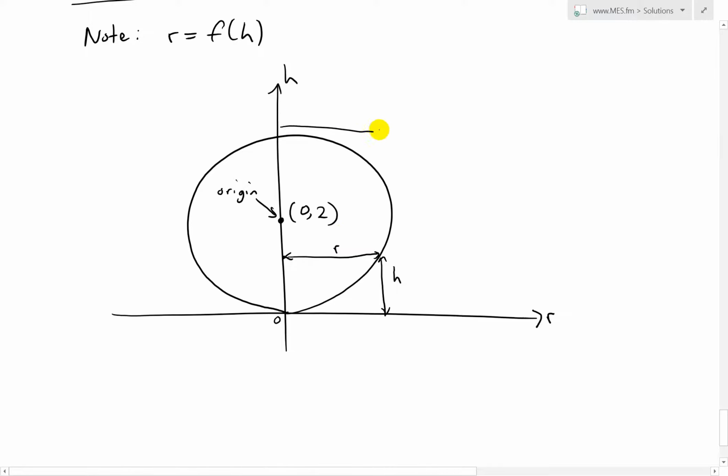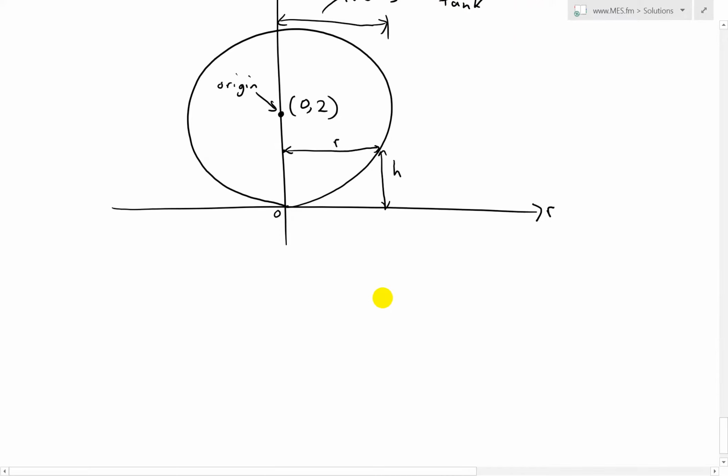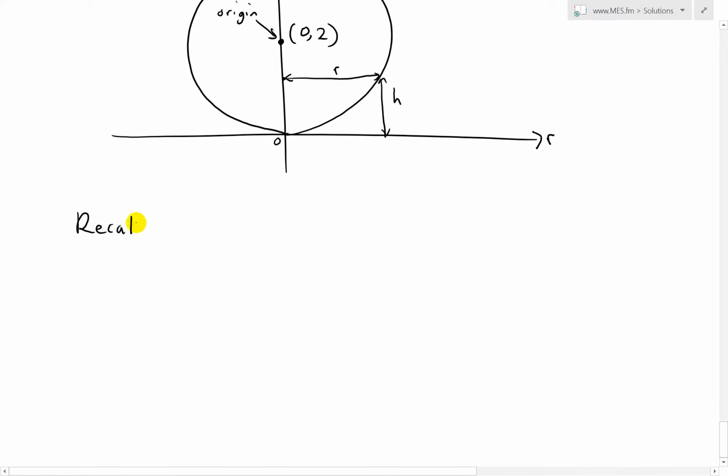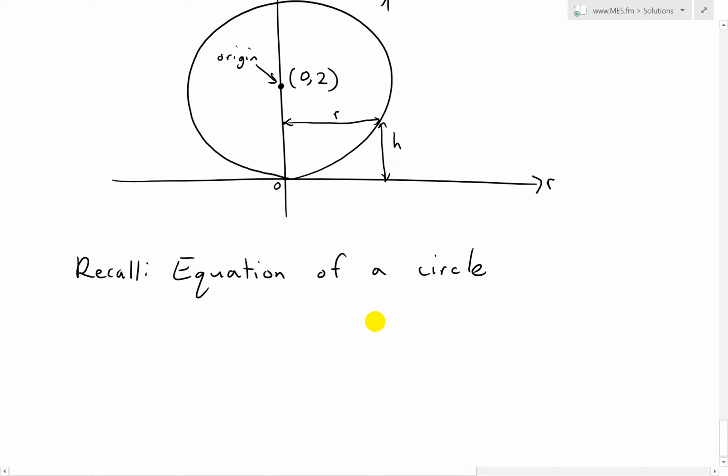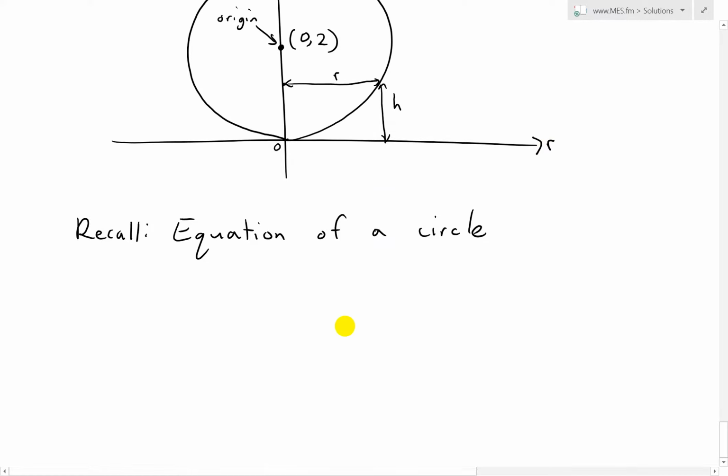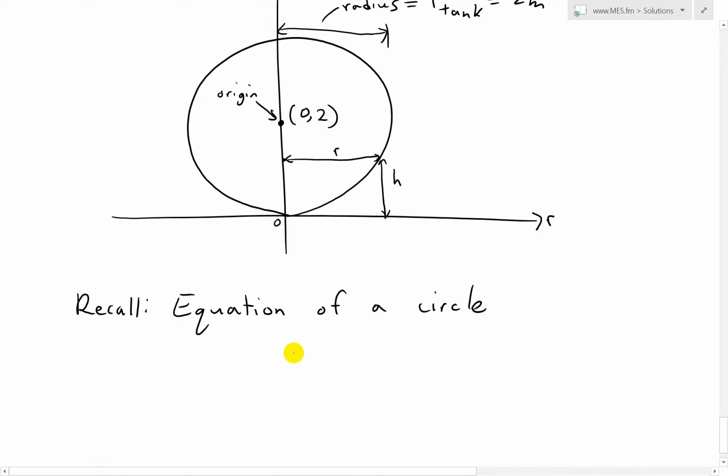Again, where the radius here is 2 meters, so radius of our tank equals 2 meters. So that's just the equation of a circle with an origin at (0, 2). Recall from my earlier video on the equation of a circle, make sure to watch that earlier video. I'll put that link below as well to get more info on the equation of a circle.